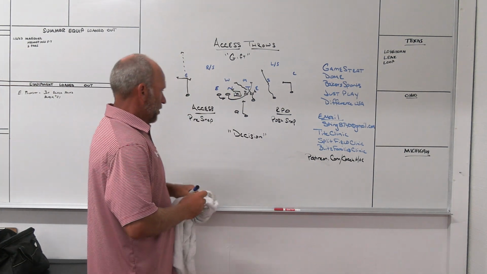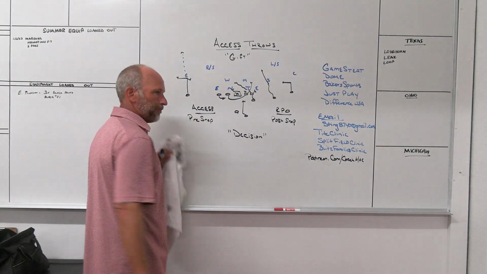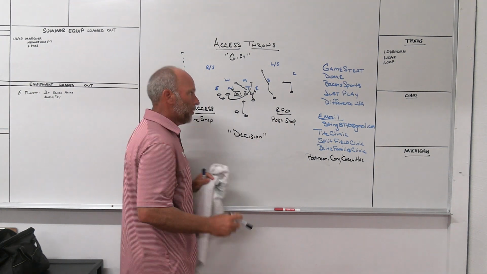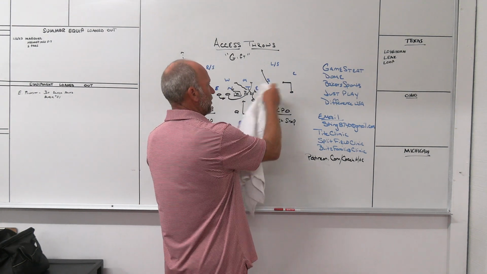So the access throws are a decision that we're making pre-snap, okay? RPOs are a decision that we are making post-snap. So a lot of times guys will ask and say, right now, obviously that's the glance and the fin.